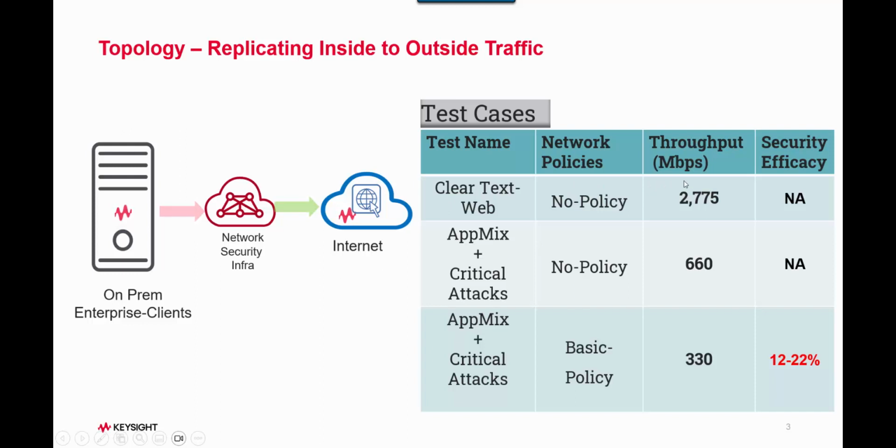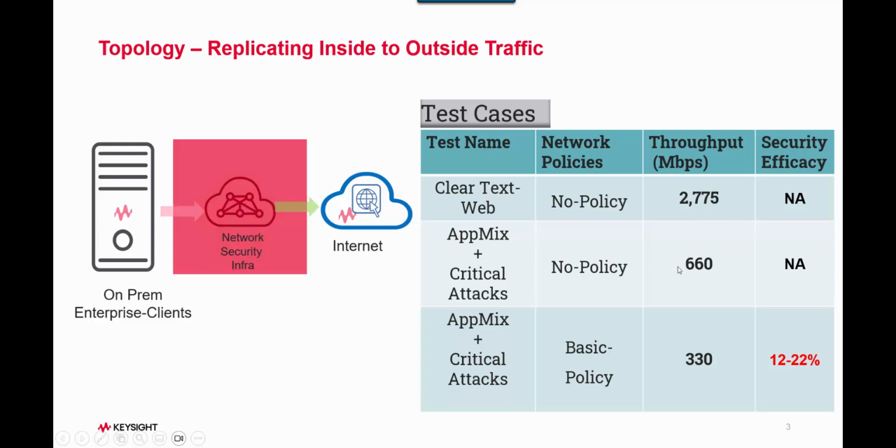You can see that with this clear text, highly theoretical traffic, I could get 2.7 gigs of throughput, and that would tell me it's a very good system. But the moment I added application mixes, realism, the system literally started burning. We could get 660 Mbps with no policies. And the moment we added some security policies, even though the efficacy didn't improve, the throughput went further down to 330 Mbps with 12 to 20% efficacy for the traffic.